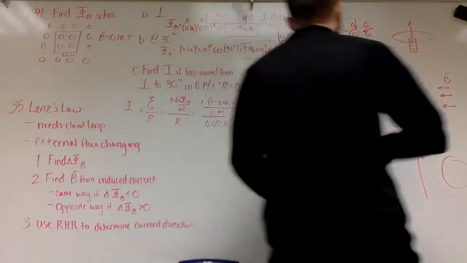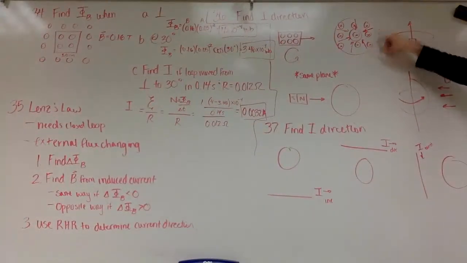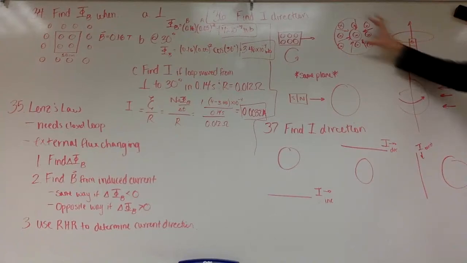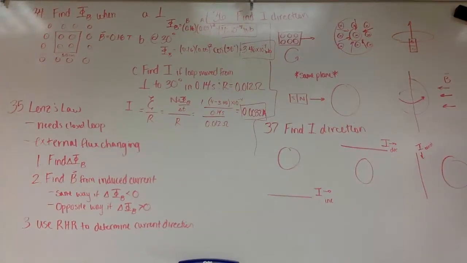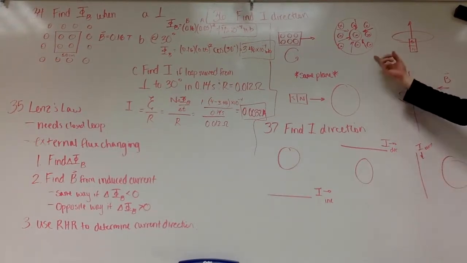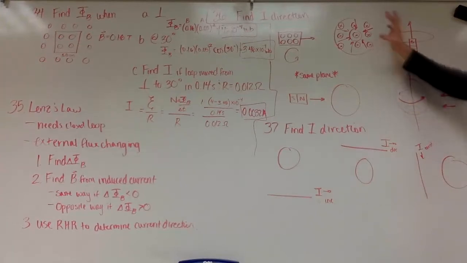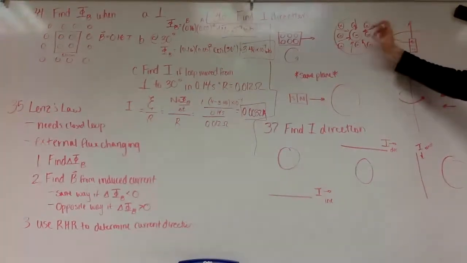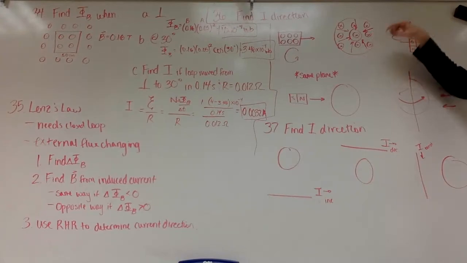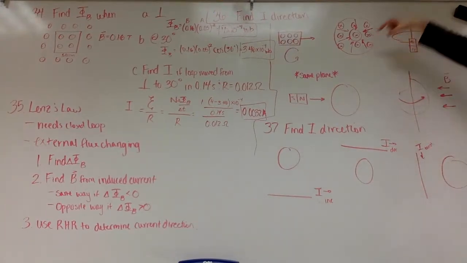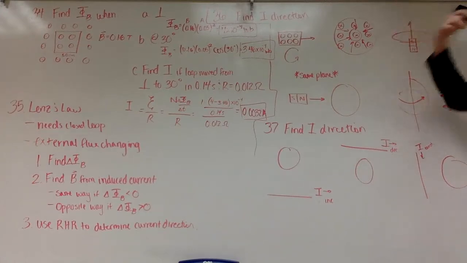Let's try one more together, and then I'll have 3 for you guys to do on your own. In this one, I've got a loop. It's shrinking down to become smaller. In that case, we look at our equation to find our flux, BA cosine theta. Cosine's not changing, B is not changing, but our area is definitely changing. So because our area is getting smaller, that means our flux is getting smaller. We want to make more magnetic field to cancel that out so that our flux doesn't change. Well, the magnetic field's going into the page.